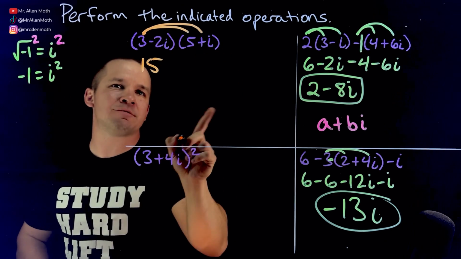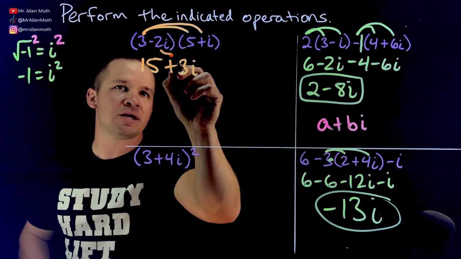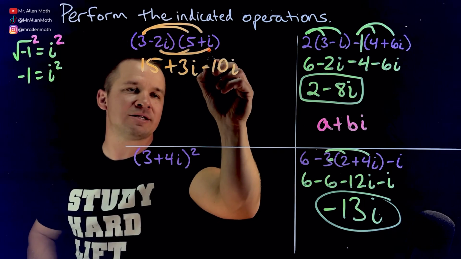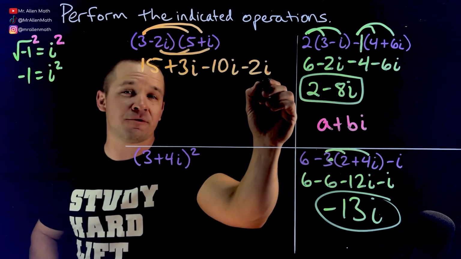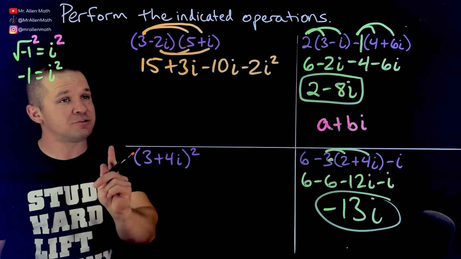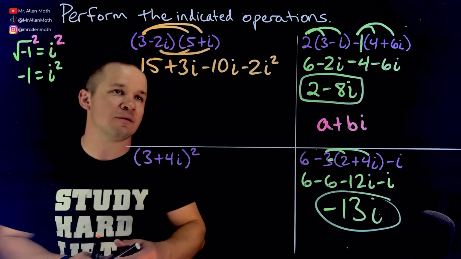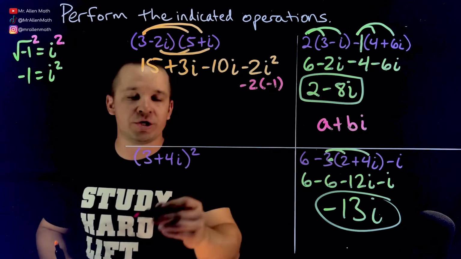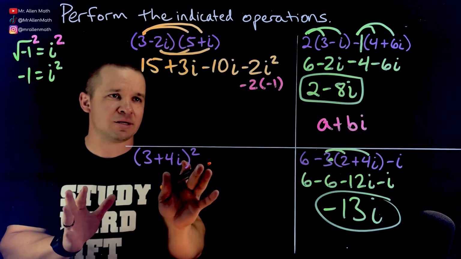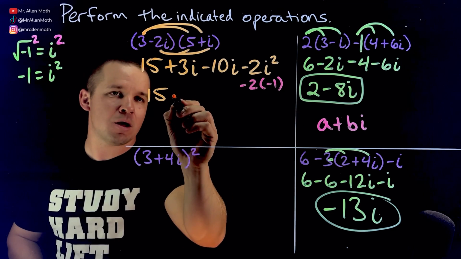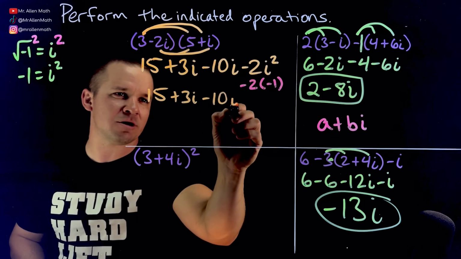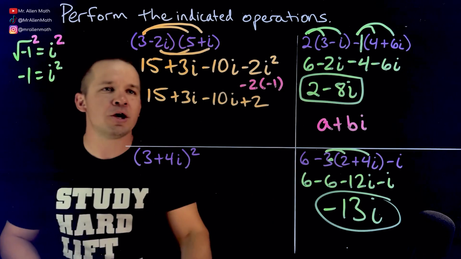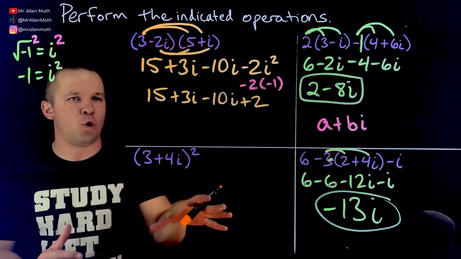So then I've got 3 times i is plus 3i. -2i times 5 is -10i. And then we have -2i times i, that's -2i to the first times i to the first is i squared. We have our first encounter with i squared. So what I like to do here is I'm going to say that this is -2 times -1, which is +2. So let's rewrite this now. I have 15 plus 3i, I'll wait to combine all my like terms, minus 10i, and then we have -2 times -1, that's +2. All right, you could have combined these right away, but I'm just going to do all that in one step right now.